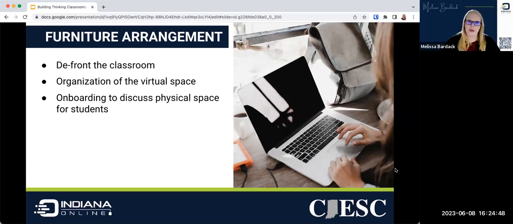With that furniture arrangement and workspace comes how you are working. So for our students, there were many times where we tested out having our students stand during a virtual meeting, and that kept students engaged.